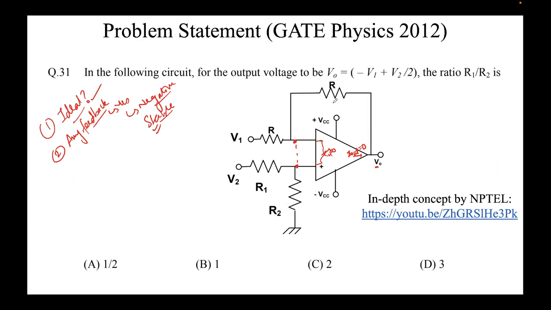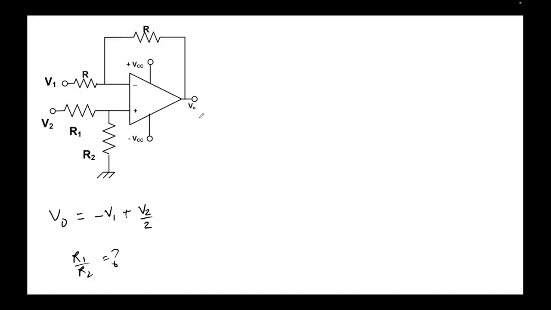Yes, sir, but how to figure out it is negative or positive? Okay, if the output is connected to the negative terminal, this is negative, you can see that, right? A negative here. So this output is connected to the negative terminal. This means it is negative feedback. If it were connected to this, it would have been positive feedback.